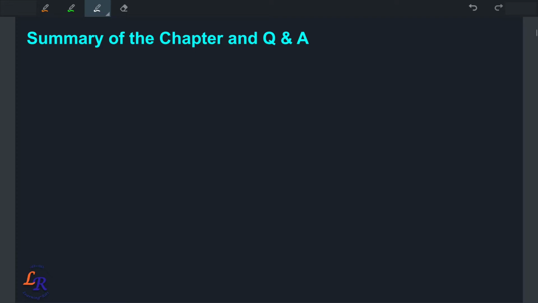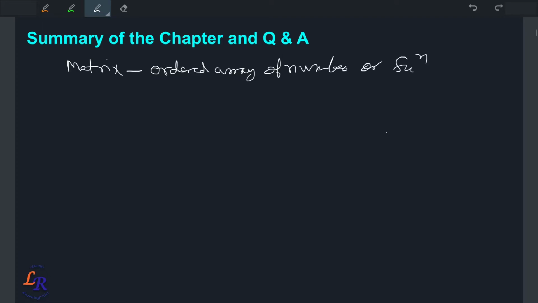So first of all, what we had seen: what is a matrix? A matrix is an ordered array of numbers or functions, right? Ordered array of numbers or functions. Also, we had seen what the order of a matrix is.